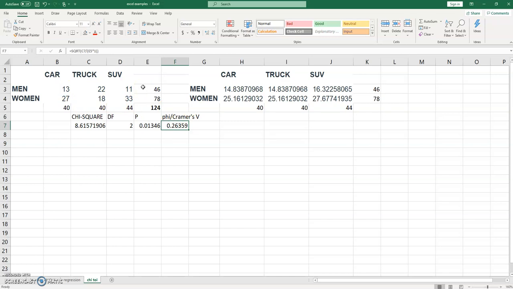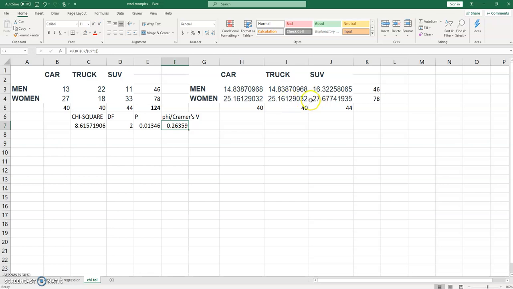But for our class, what we're going to do is take a look and compare the observed and the expected values to see where the differences exist. So basically what we see here is that women are more likely to buy an SUV than expected, and less likely to buy a truck. That's really the biggest difference. Car, those aren't very different. The real difference is here: 7 fewer in truck and about 6 more in SUV.